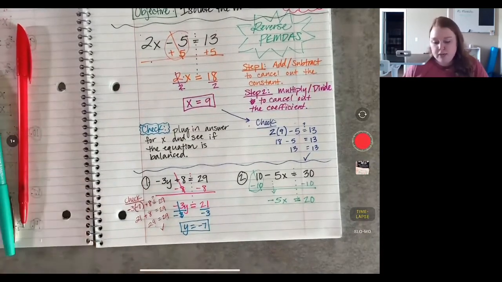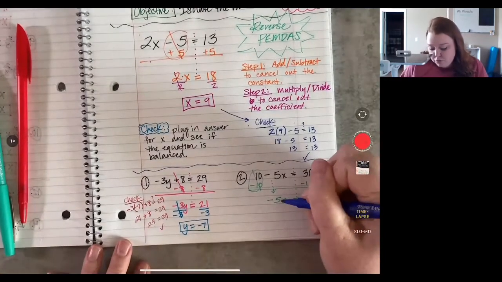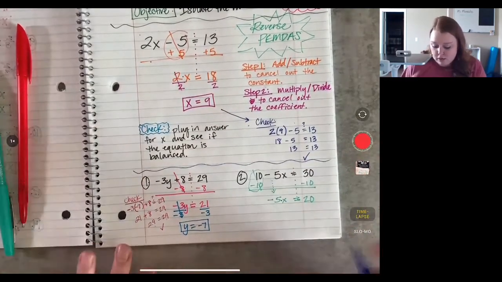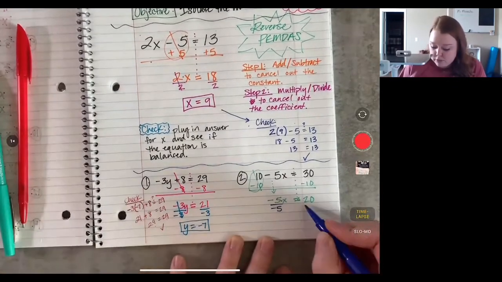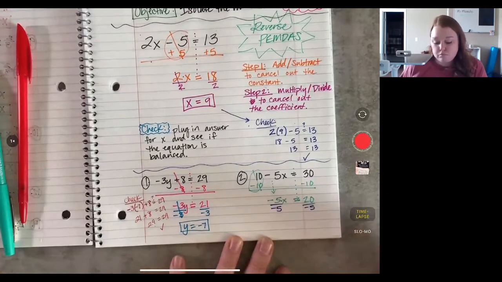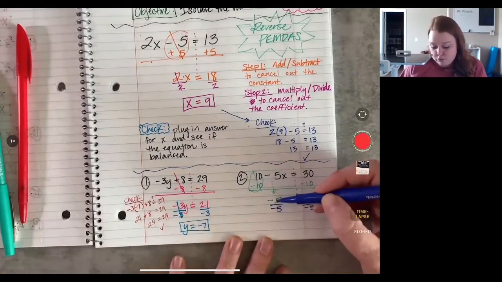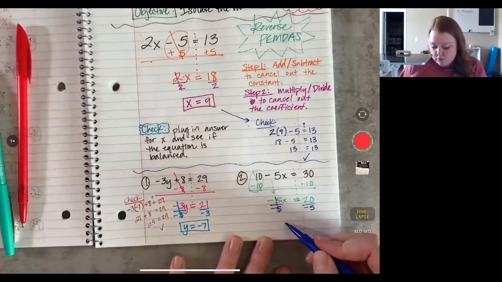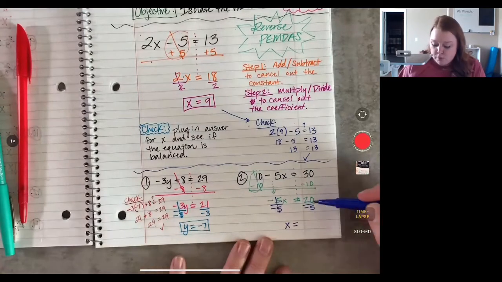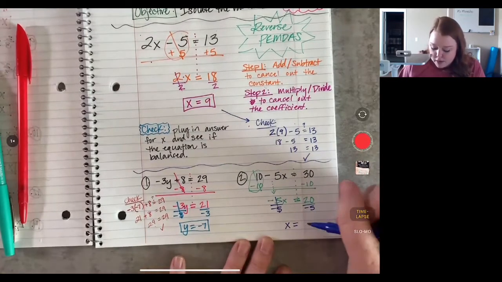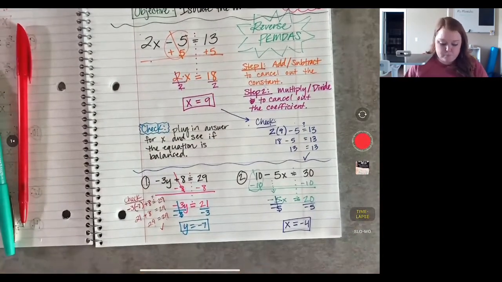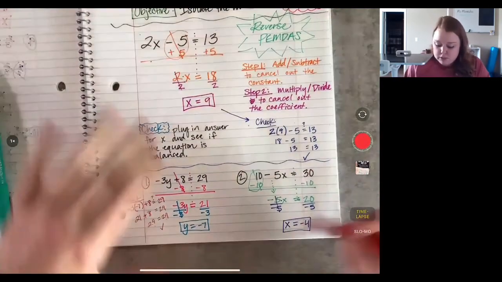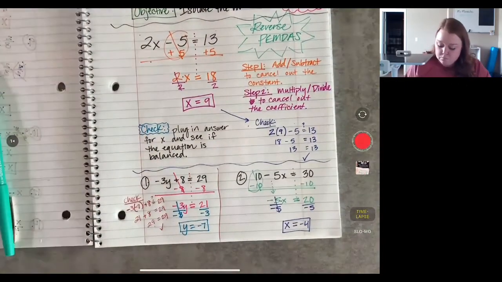-5x equals 20. I don't want -5x. I just want x. So I have to undo this multiplication right there by using division. So both sides need to be divided by -5. That way this right here cancels to 1. 1x is just x. Positive 20 divided by -5 is -4. Okay? Let's go ahead and squeeze in a little check here.